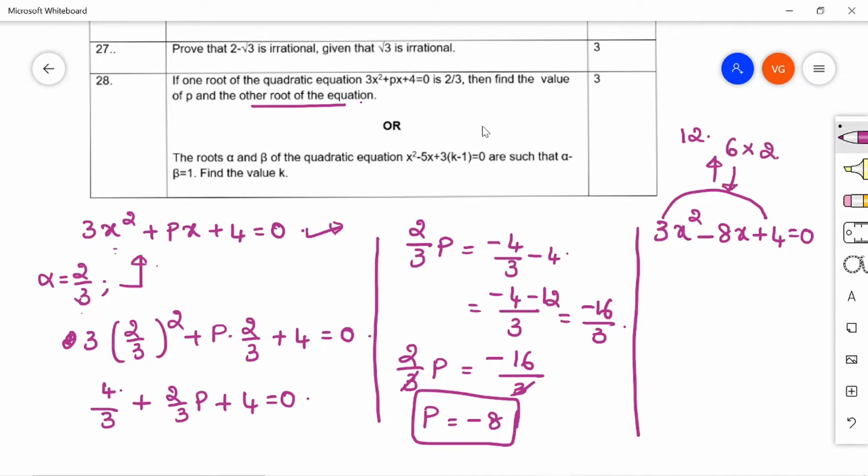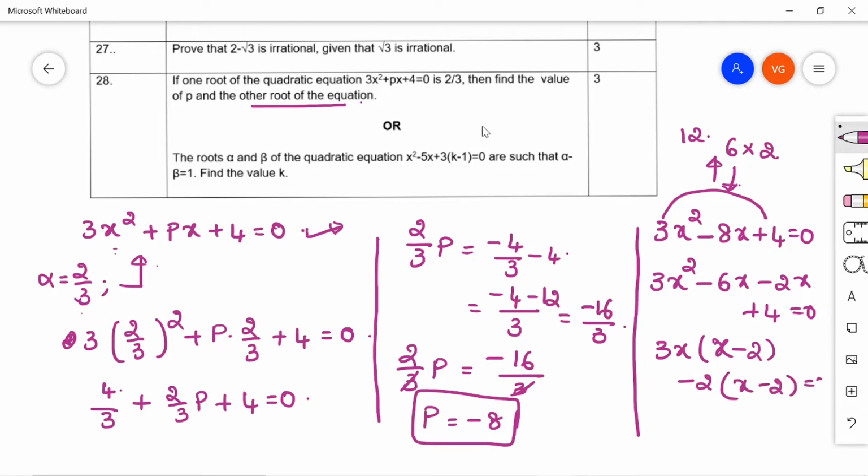6 plus 2 is 8, right? So the middle term splitting method I am using. Using that, 3x square minus 6x minus 2x plus 4 is equal to 0. So if you take 3x common, x minus 2, and minus 2 if you are taking common, x minus 2 is equal to 0.